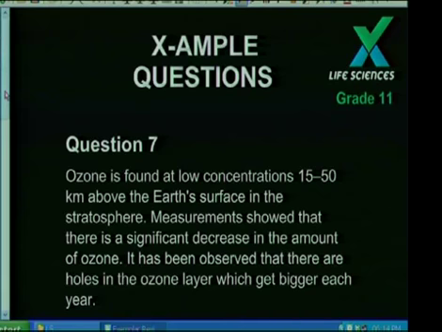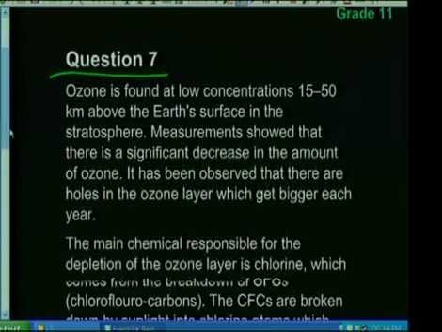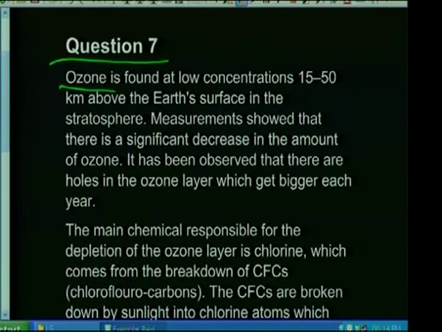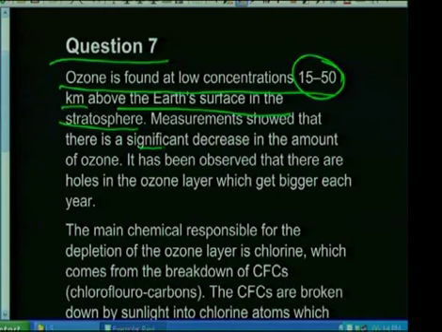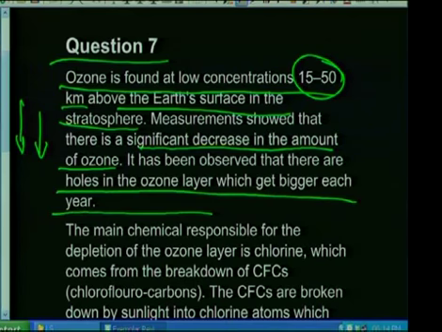We move on to question 7. Question 7 talks to, again, environment. Ozone is found at low concentrations, 15 to 50 kilometers above the Earth's surface in the stratosphere. They're telling you about ozone and where it's found. Measurements show that there is a significant decrease in the amount of ozone. It has been observed that there are holes in the ozone layer which get bigger each year.